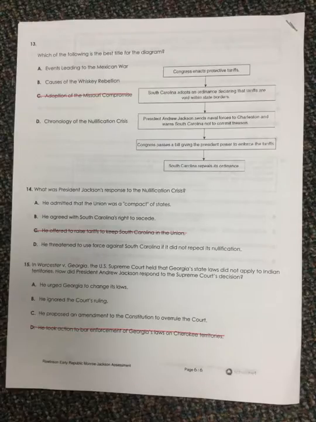It says Congress enacts the protective tariffs, but South Carolina adopts an ordinance declaring that the tariffs are void within the state borders. So basically what that means is South Carolina says, forget you tariffs, I'm not paying you, I don't like you, I'm going to ignore you, even though Congress said I had to. So then President Andrew Jackson sends the Navy forces to Charleston and warns South Carolina, you better not commit treason. So he's like shaking his finger at him. Congress passes a bill giving the president the power to enforce the tariffs, and South Carolina finally says, okay, fine, we'll repeal it, we'll pay your tariffs.